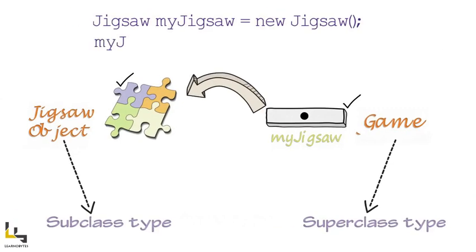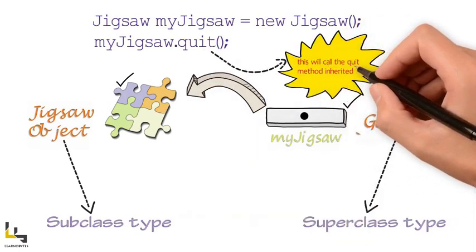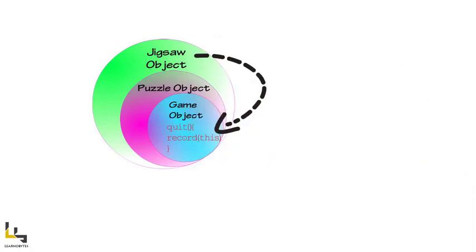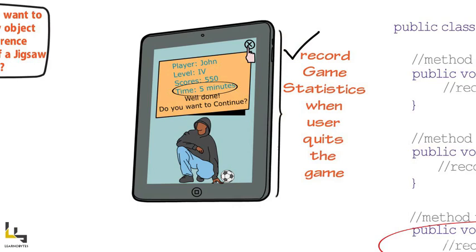Let's create an object of jigsaw. When the game is quit, it will call the quit method inherited from the game superclass. The current object will be an object of jigsaw, so it will be passed to the record method of GameStatisticRecorder that accepts a jigsaw object argument and jigsaw details for the player will be recorded.